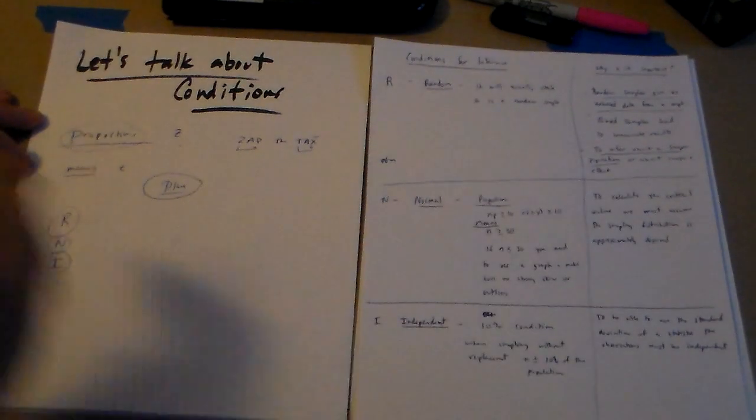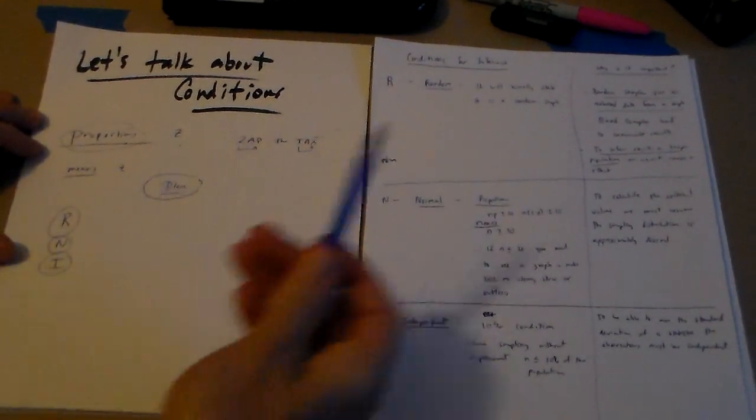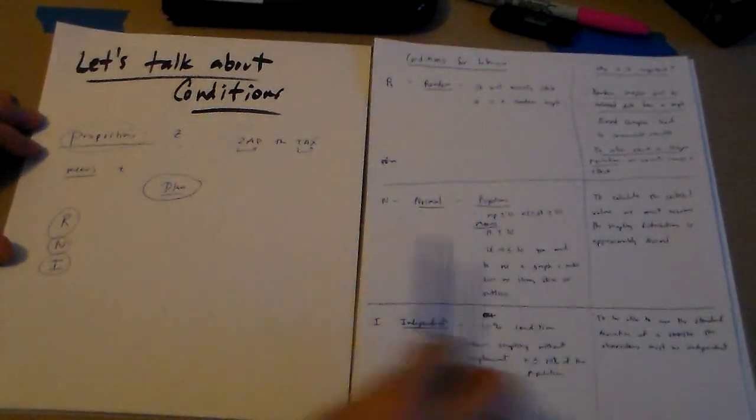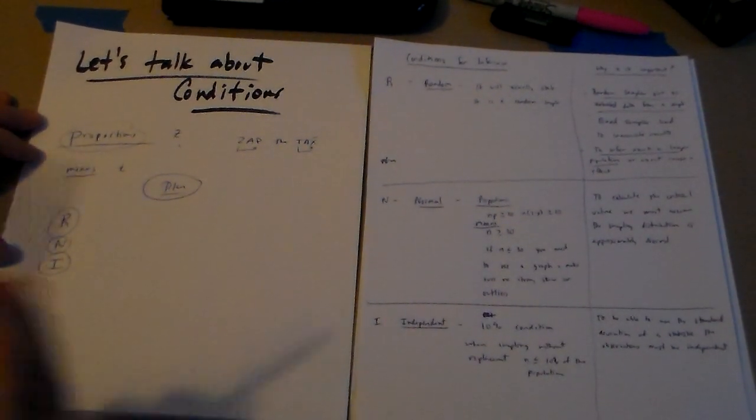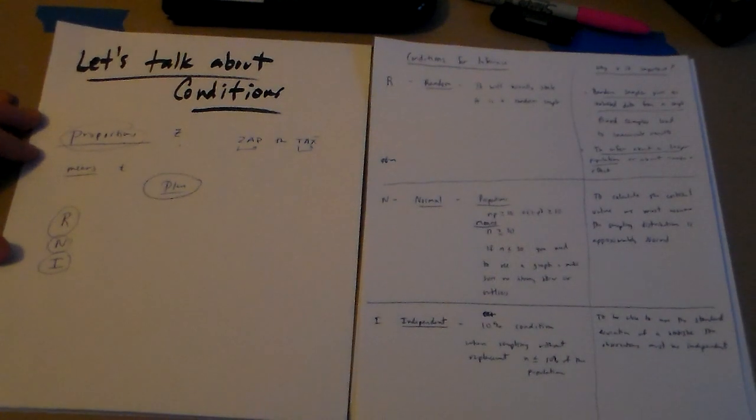And I've broken those down on this sheet. This talks about what we do for it. And then if they ask you on this test, why do you have the normal condition? Why do you have the independent condition? Why do we have a random condition?